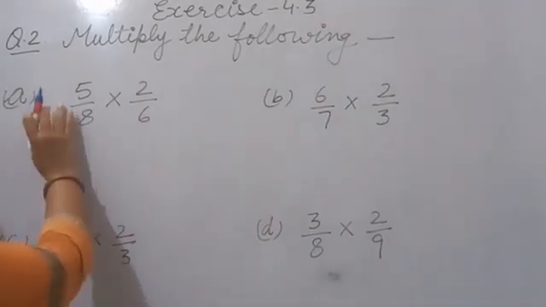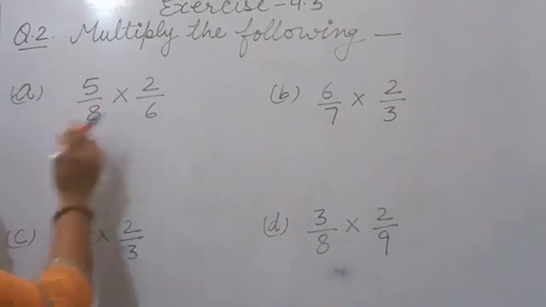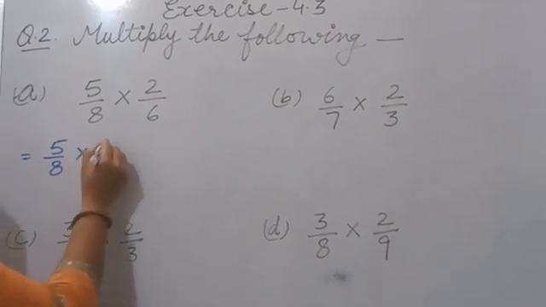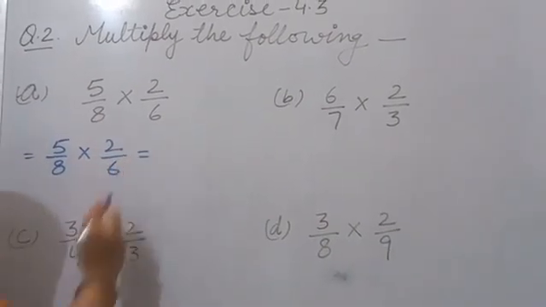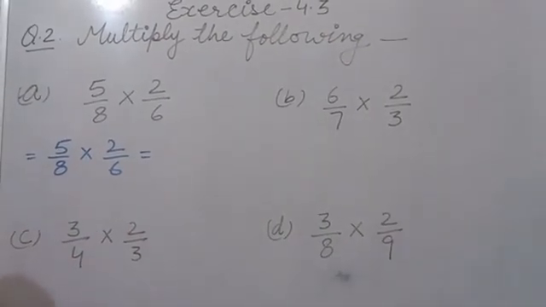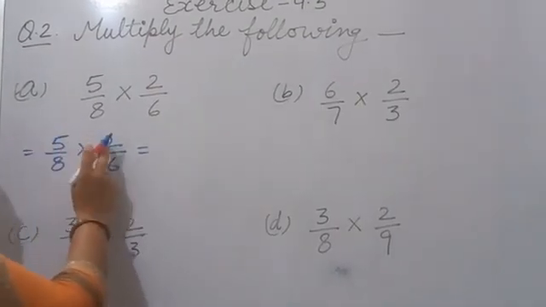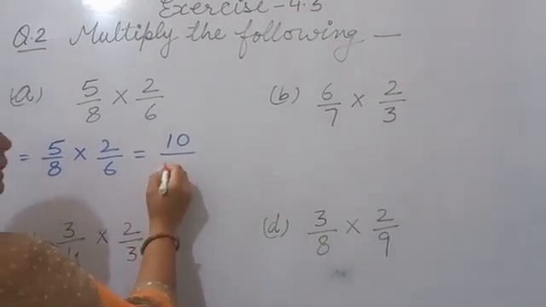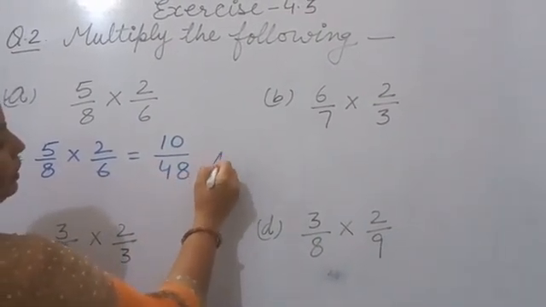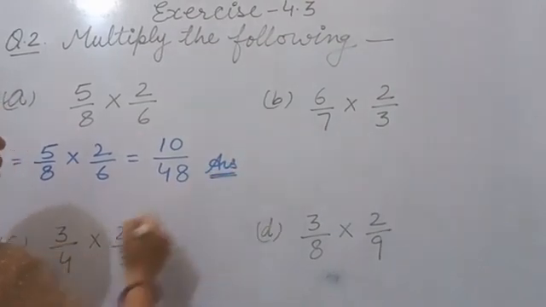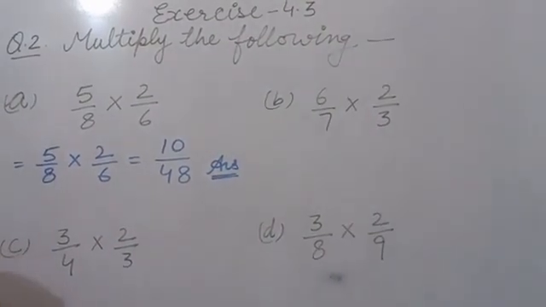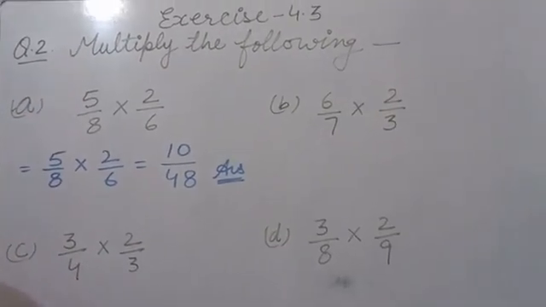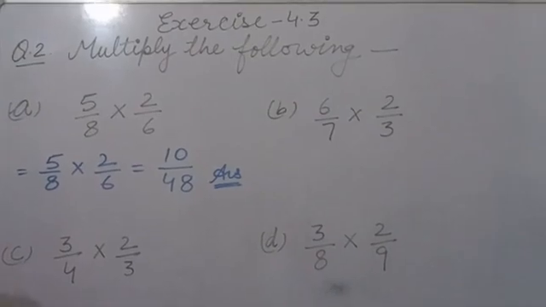So A part is 5 upon 8 multiply by 2 upon 6. As it is we write 5 upon 8 multiply by 2 upon 6. Now we multiply numerator by numerator and denominator by denominator. So 5 2s are 10 and 8 6s are 48. So that's your answer. You should only multiply numerator by numerator and denominator by denominator because only multiply is given. It is not given to simplify, or reduce in lowest term, nothing is there.